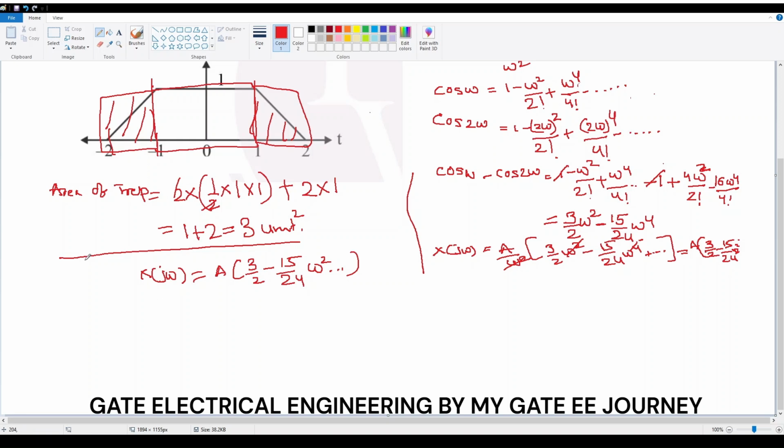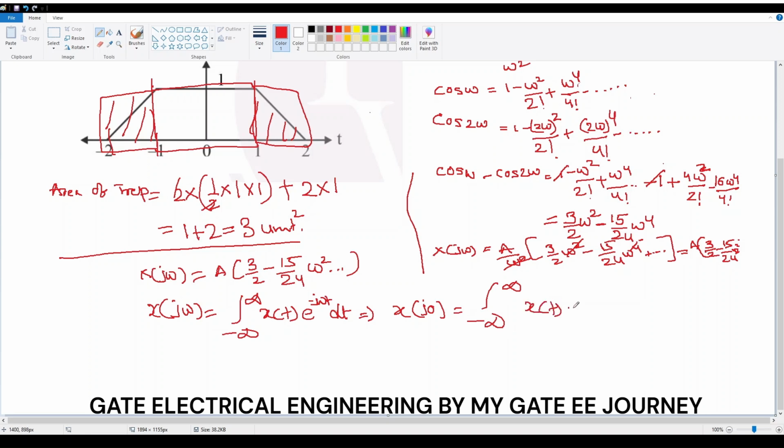So how do we do the continuous Fourier transformation? What is the formula? X of j omega is equal to the integral from minus infinity to infinity of x of t e power minus j omega t dt. If we replace omega equal to 0, e power 0 is nothing but 1, so it equals the integral from minus infinity to infinity of x of t dt.